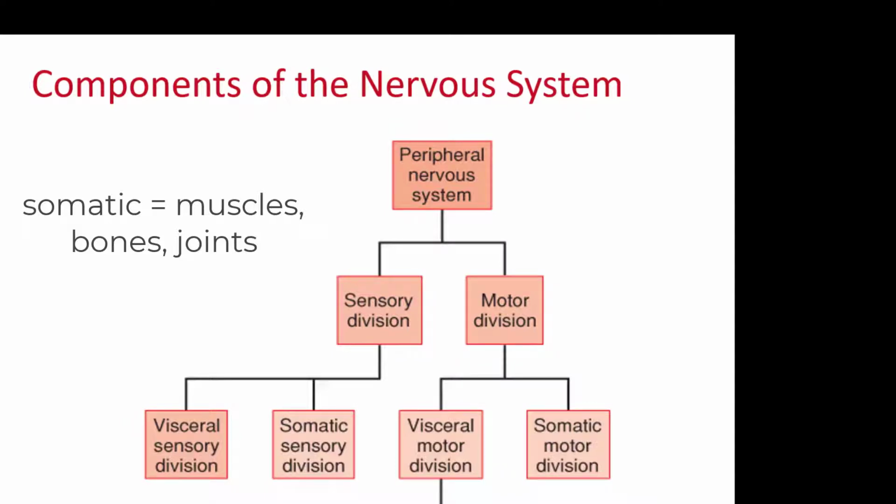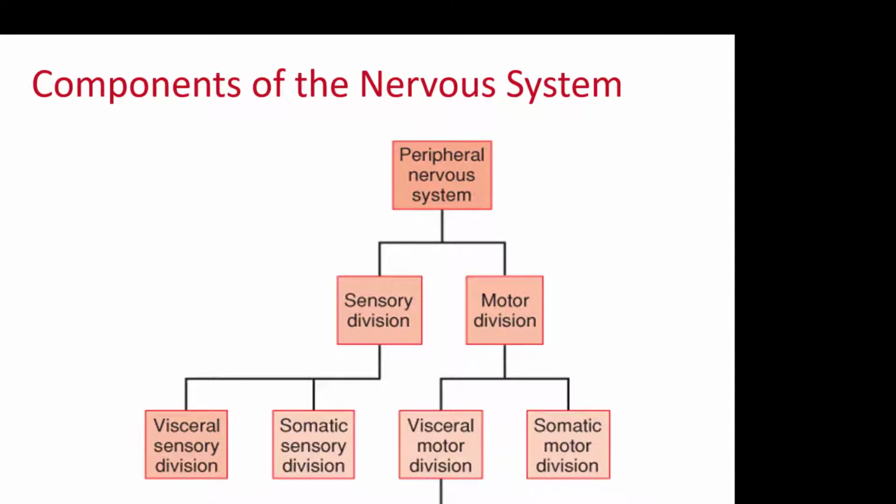So if we look at this chart, within each division of the PNS, there's a visceral and somatic division. There's a visceral sensory division, a somatic sensory division, a visceral motor division, and a somatic motor division. Sounds super confusing, right? Just remember what each term means individually.